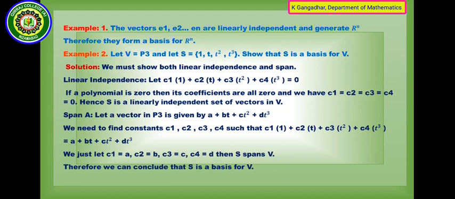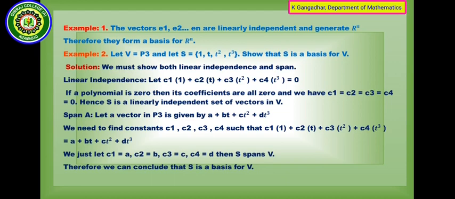So here we first write the linear combination of the vectors: c1 into 1 plus c2 into t plus c3 into t square plus c4 into t cube equal to 0 bar. If a polynomial is 0, then all its coefficients are 0. So here we equate to 0 bar, and 0 bar is the 0 polynomial. Here the given vector space is the polynomial vector space. In the polynomial vector space, the 0 vector is the 0 polynomial, so we write 0 plus 0t plus 0t square plus 0t cube.